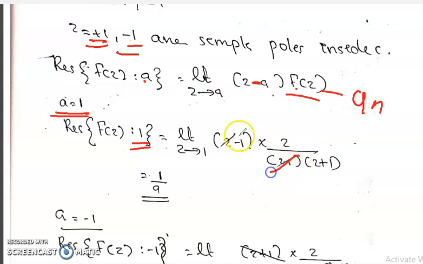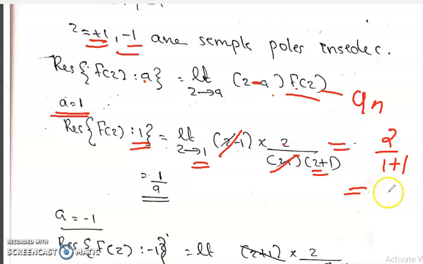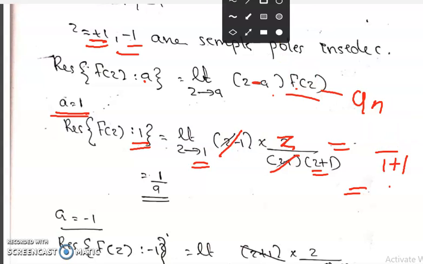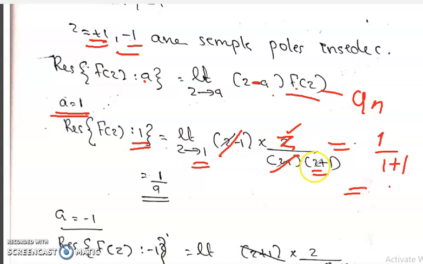Now z minus 1 is eliminated. We get z by z plus 1. When z is 1, we get 1 by 1 plus 1, so 1 by 2.